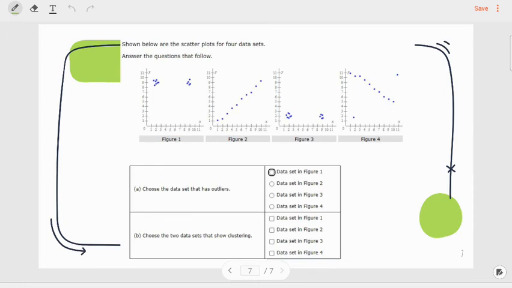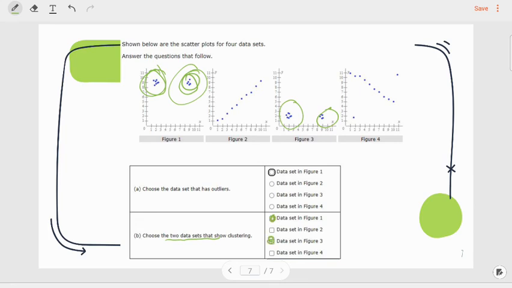So let's go ahead and talk about one last thing. We're going to call them clusters and outliers. So if I look at these, notice that on figure 1, I've got some clusters, and on figure 3, I have some clusters. So instead of a pattern being like, well, the trend is going up or the trend is going down, I'm noticing that they're being grouped together. So that's what we call clustering. So when it says what 2 data sets are showing clustering, I would choose option 1 and option 3.